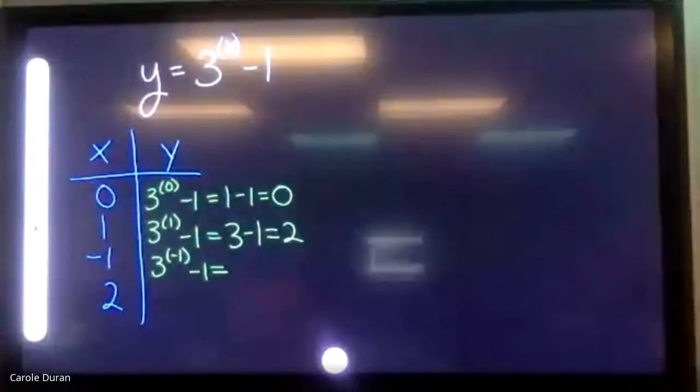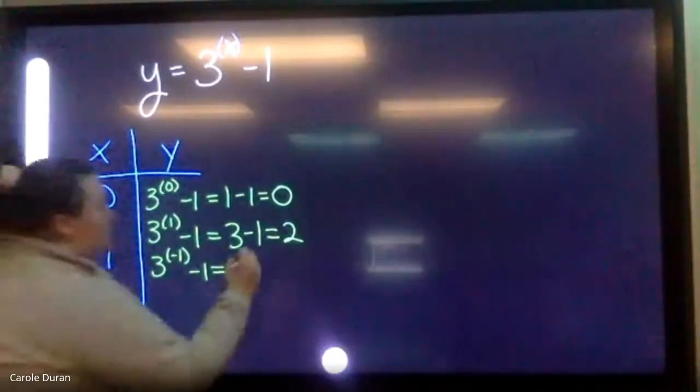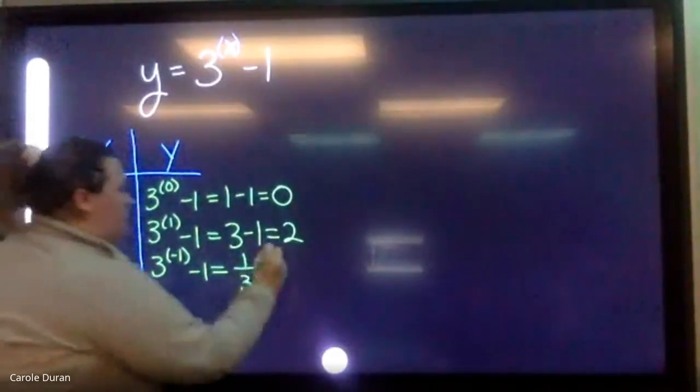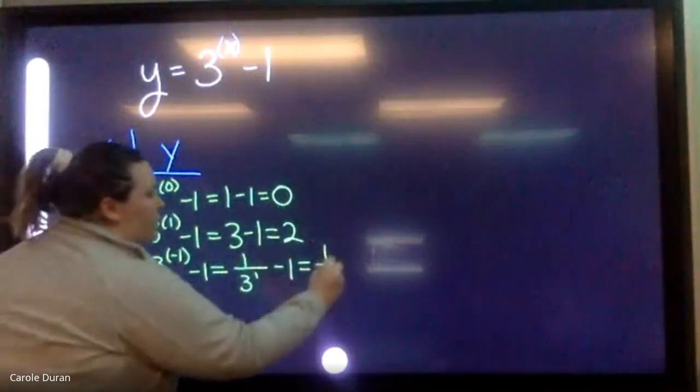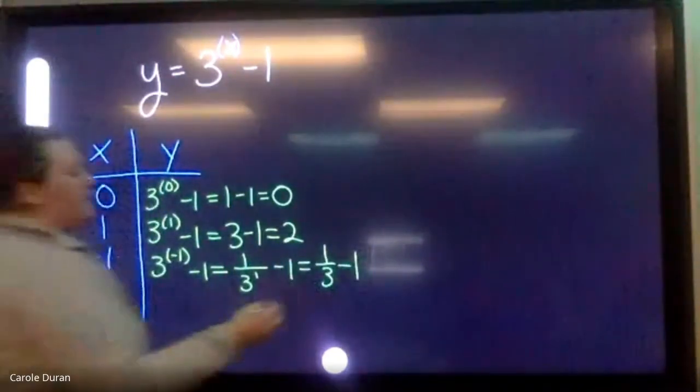My next one is 3 to the negative 1. Kaylee, what do I do with 3 to the negative 1? Because I can't really compute with a negative exponent, right? So how do I turn that exponent into a positive number? We put it over each other. So we put it to the opposite side of the fraction, right? Yeah. Right now that 3 is in the numerator, so the opposite side of the fraction would be the denominator. So this becomes 1 over 3 to the positive 1 minus 1, which is just 1/3 minus 1, which equals negative 2/3.